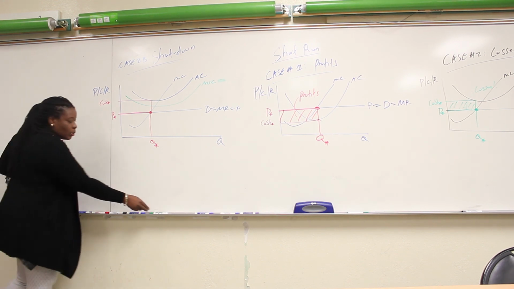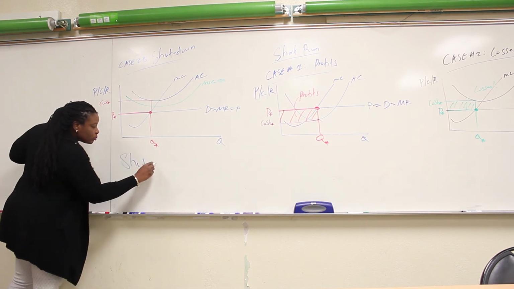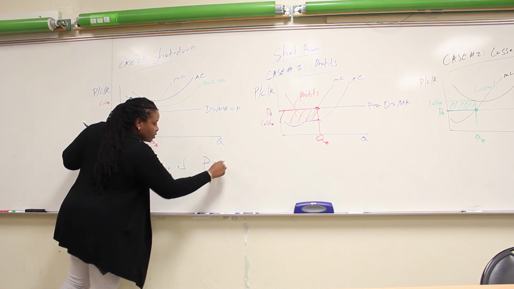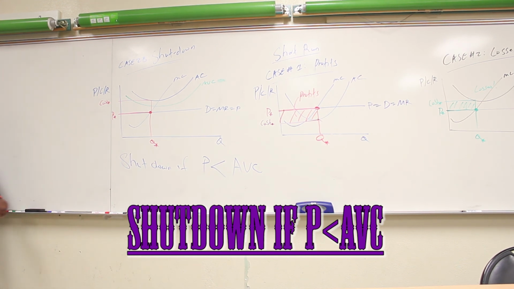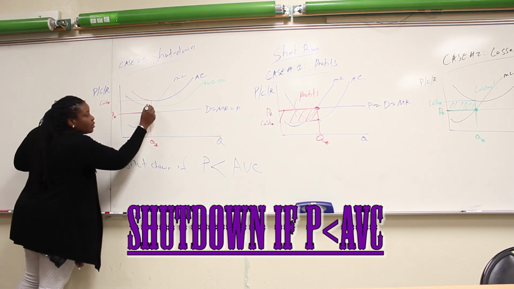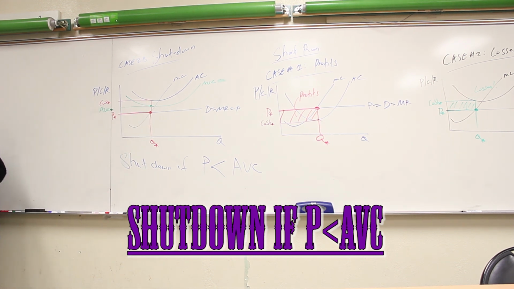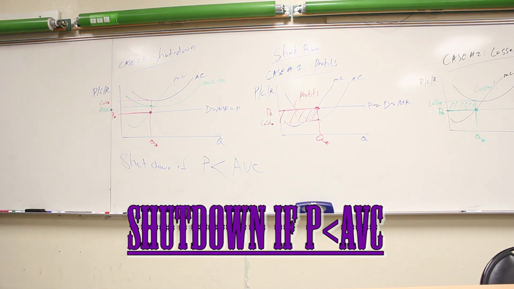Now I need to figure out should they shut down or stay open. So I need the AVC, because remember, let me write that here. The firm should shut down if they cannot cover their AVC. So shut down if the price is sitting below the AVC. You cannot pay your labor, you cannot pay for your material, you can't pay your electricity bill. Oh yeah, you should shut down. So now we need to figure out where AVC is relative to price. Quantity line tells you everything. Where it hits the AVC, that is the average variable cost. The average variable cost is sitting above the price. This firm should shut down. Yeah? Questions?